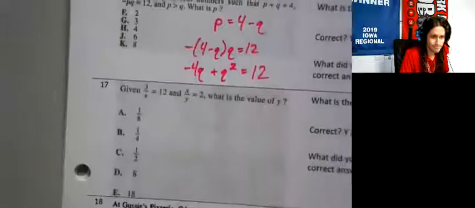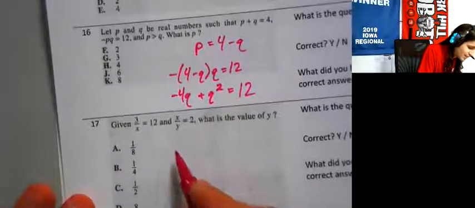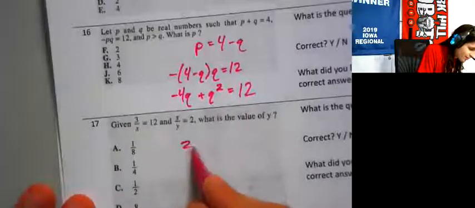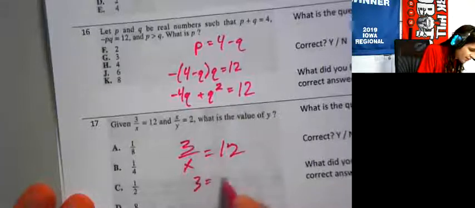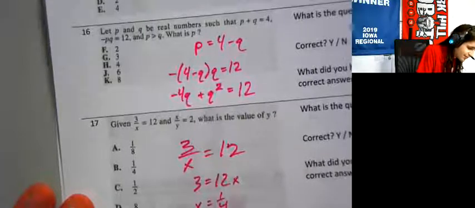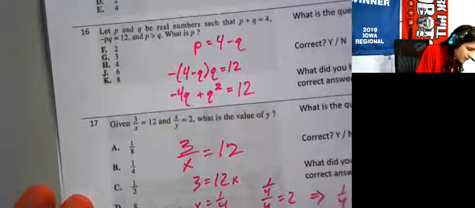So anything else I want to look at? Substituting in down here on number 17, what could you say? Given 3 over x is 12. Well, 3 over x is 12. All right, so 3 is 12x, and x is 1/4. Okay, well, if x is 1/4, 1/4 over y is 2. 1/4 equals 2y. Well, y's got to be 1/8.